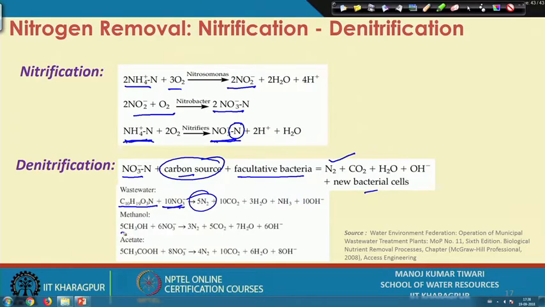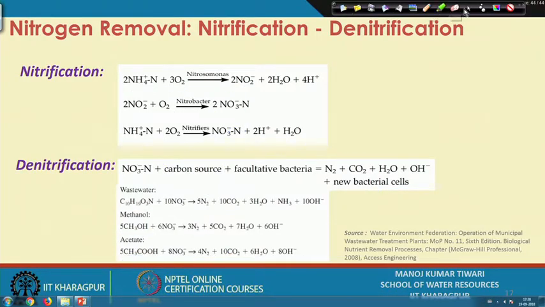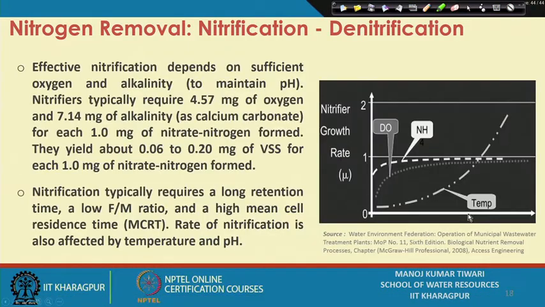Methanol can be another carbon source, or acetate can be another carbon source. So, with any carbon source, the denitrifiers will be able to use it and convert the nitrate into nitrogen.